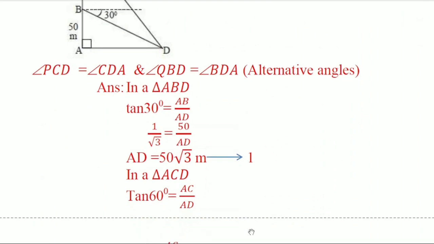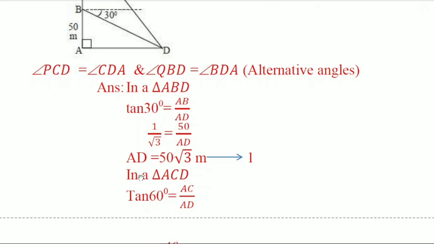In triangle ABD, now I am considering triangle ABD, tan 30 equals AB by AD. That means opposite side by adjacent side. Opposite side is AB and adjacent side is AD. So tan 30 is 1 by root 3 equals AB value. How much is there? The height from the foot is 50 meters. So 50 divided by AD. Therefore AD equals 50 into root 3 meters. I consider this the first equation.